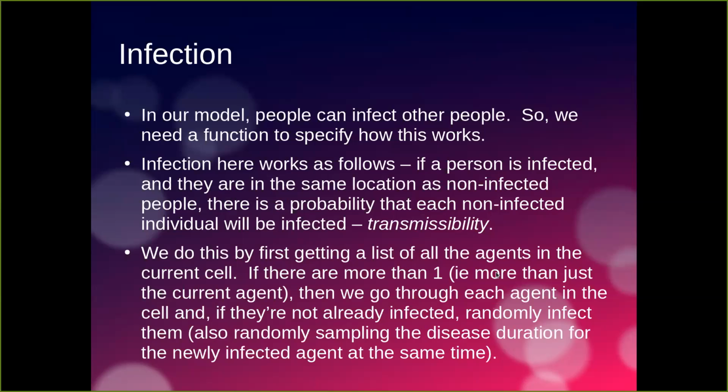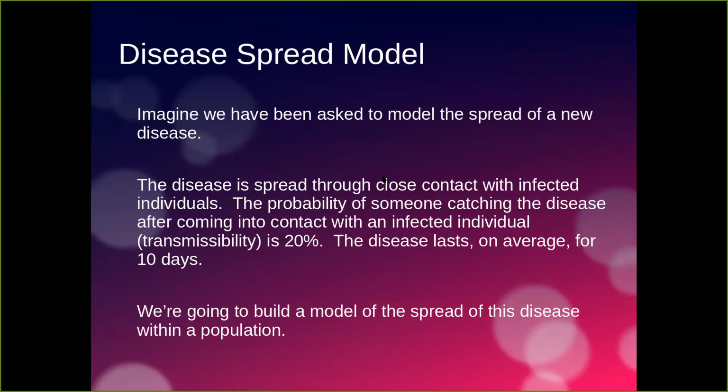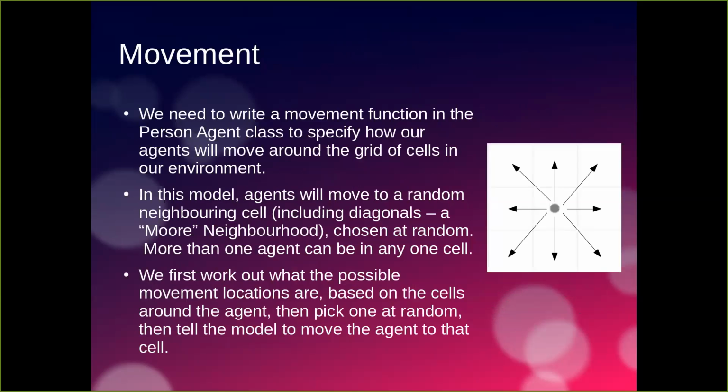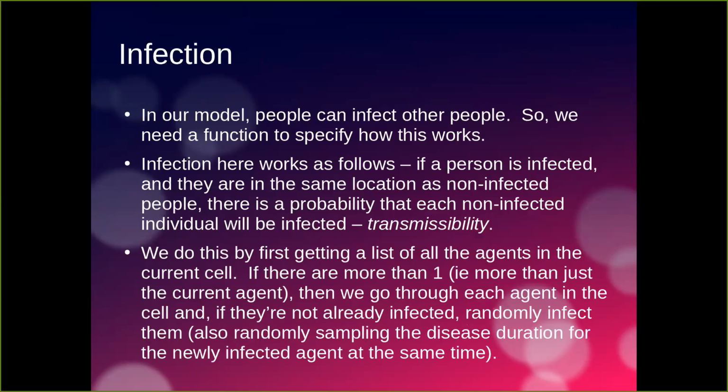As well as moving, we also need our agents to infect other people. So we're going to need a function to specify how that works. Now, the way we're going to set up infection in our model is if a person's infected and they're in the same location as non-infected people, then there's a probability that the infected person is going to infect each of the non-infected individuals. That's the concept of transmissibility. So remember we said for this disease, I think we said 20%. So for our disease, basically the probability that if you're infected that you'll pass it on to somebody who's not infected is 20%. So for each uninfected person they come into contact with, there's a 20% chance they will infect that person.